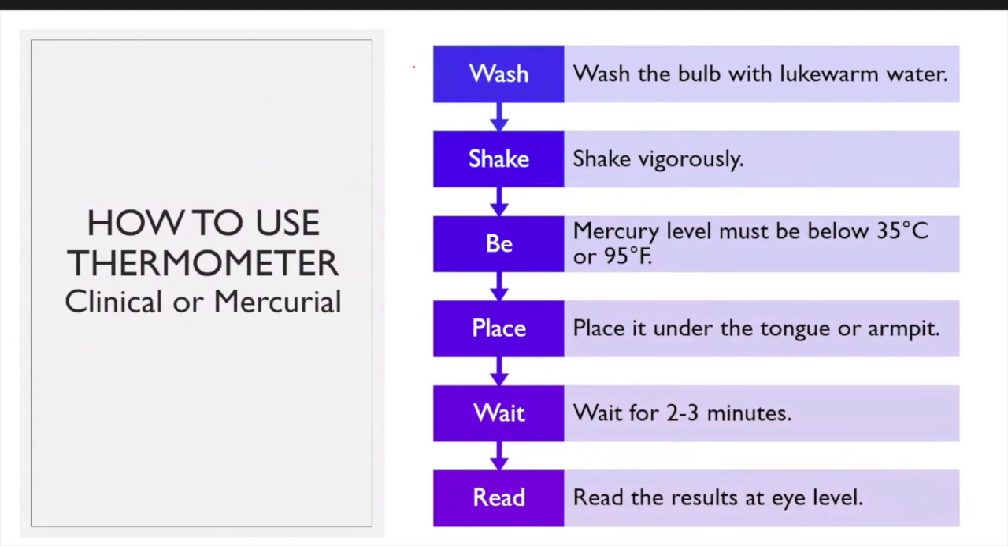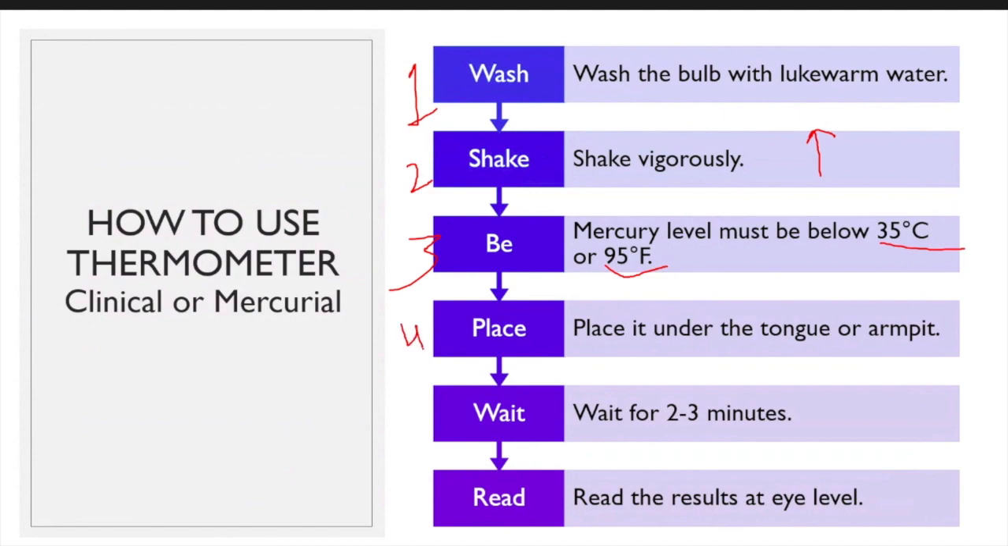So there are several steps. The first step is to wash the bulb with lukewarm water. The second step is we need to shake it vigorously so that if any mercury level has risen because of the lukewarm water, maybe by touching, it can fall back. The third step is that we need to check whether the mercury level is below 35 degrees centigrade or 95 degrees Fahrenheit, because that is below normal.